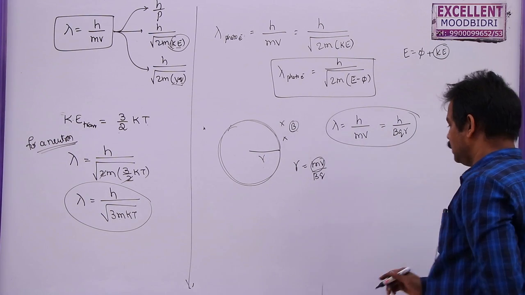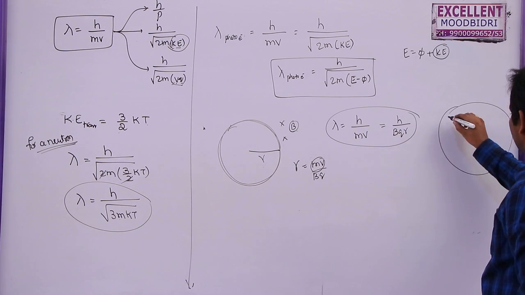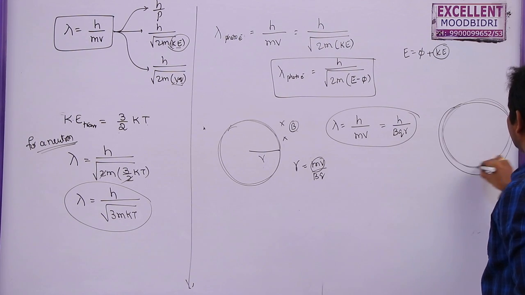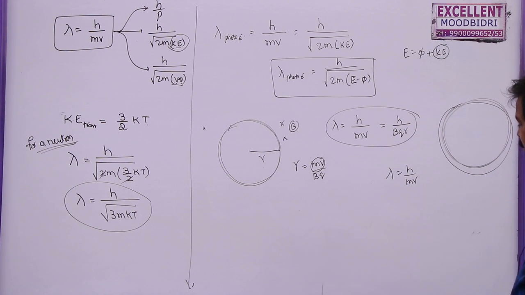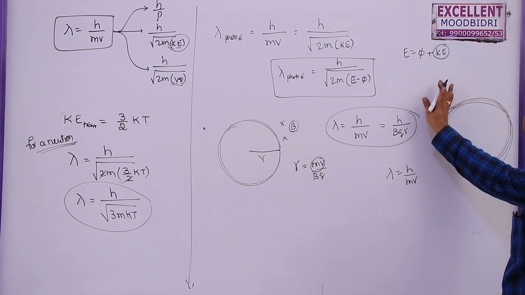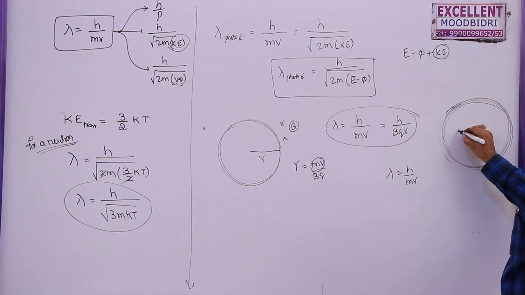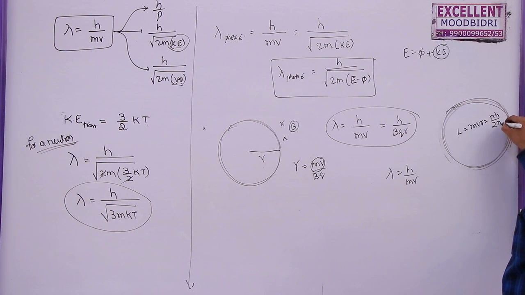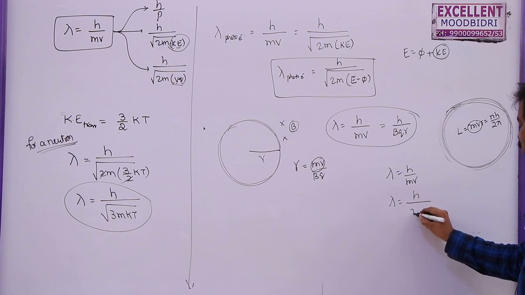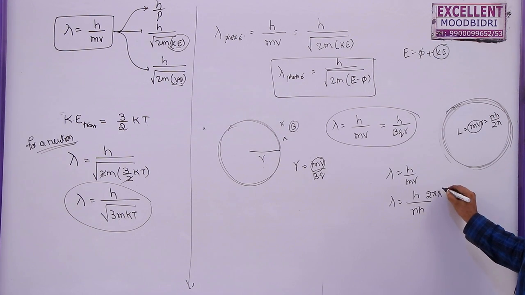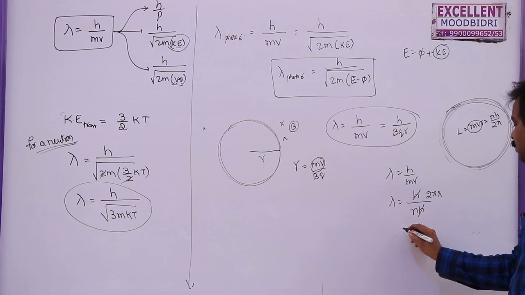Now, we know that for a hydrogen atom like this one, when the electron is revolving inside, lambda is equal to h by mv. But we know that the angular momentum L of the electron which is revolving in a circular orbit of radius r is mvr equal to nh by 2 pi. So from this, what is mv here? This lambda is equal to h by, this mv can be written as nh by 2 pi r. Here h and h get cancelled by cross multiplication.